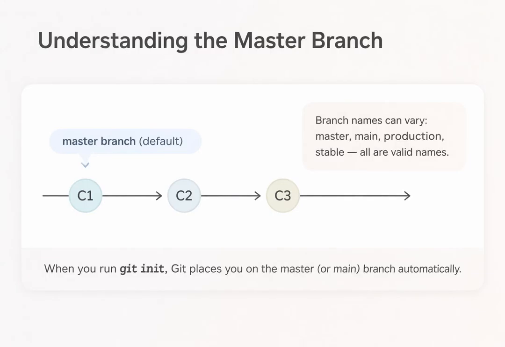Once you initialize a Git repository, you're automatically placed on the master branch, or sometimes it's called main, depending on your Git version and settings. The instructor points out that the branch name itself doesn't matter. You can have a branch called production, stable, or anything else. The name is just a label. What matters is that this is your primary branch, the one where your stable, working code lives. You can see which branch you're on right in the VS Code status bar at the bottom left corner.